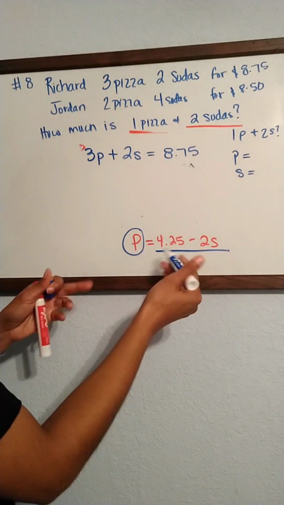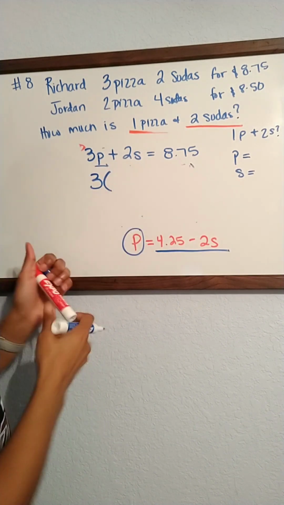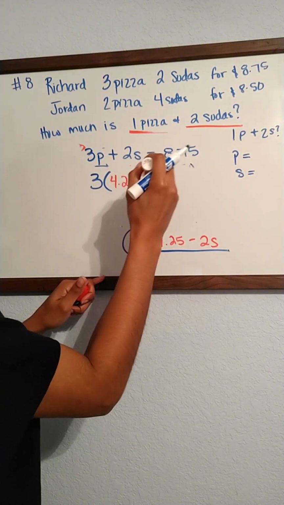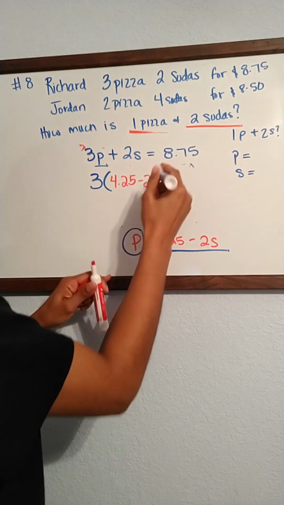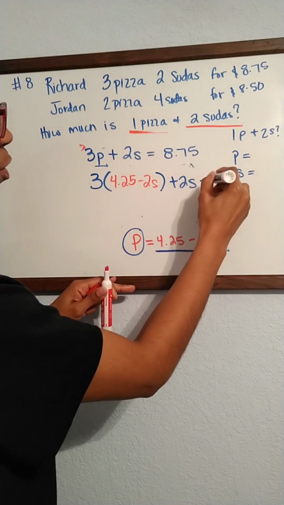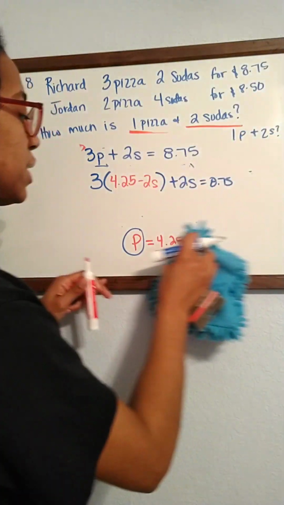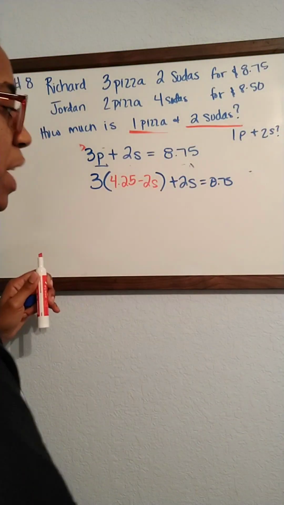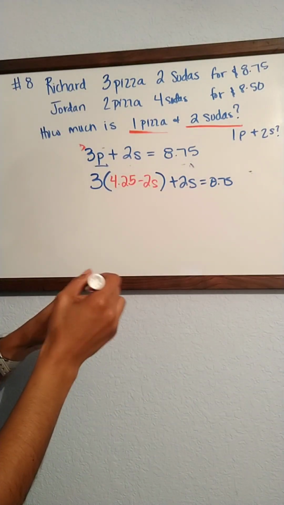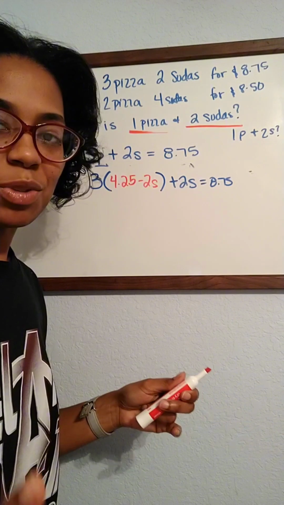So I'm going to take all this information I have here and plug it in for this P right here. So let's rewrite it. 3 times everything that P is equal to, which is $4.25 minus 2S, close my parentheses, plus 2S. I'm just filling in that information for P is equal to 875. So all I did was rearrange one of my equations in terms of the variable so I could put it into this other equation. And now look what happens when I do that. I have an S here, I have an S here, I have no P's left. So the only thing I need to do is solve for S.